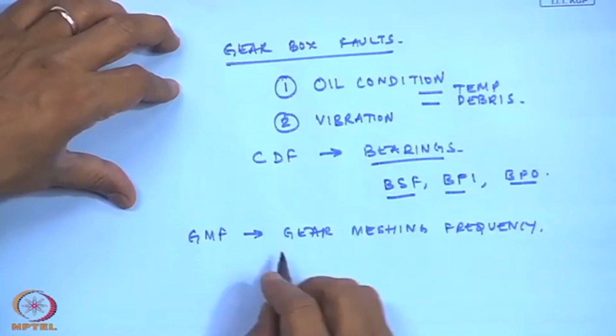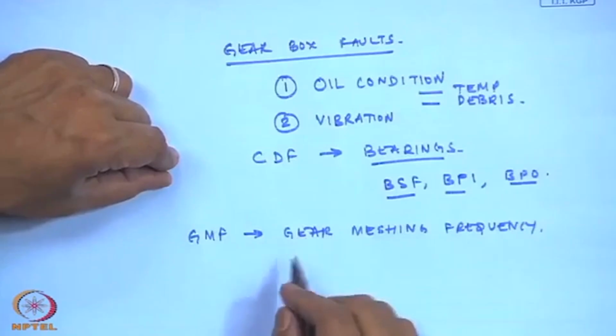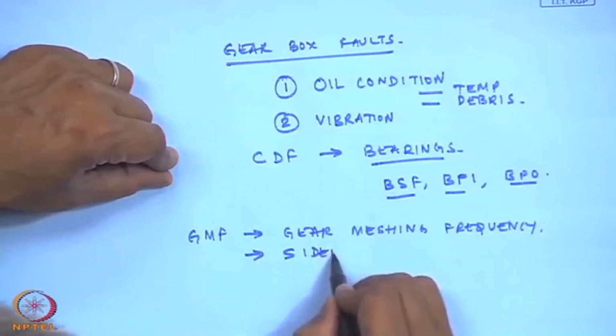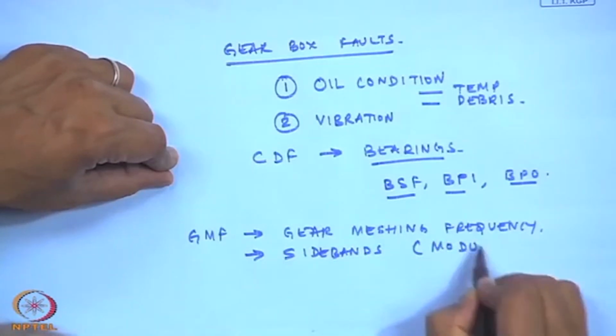will show up, and there will be side bands around the gear meshing frequency, because these gearboxes are subjected to change in load, change in speed. So, there will be momentary modulation of the gear vibration because of these defects. So, there will be side bands around the gear meshing frequency because of modulation.